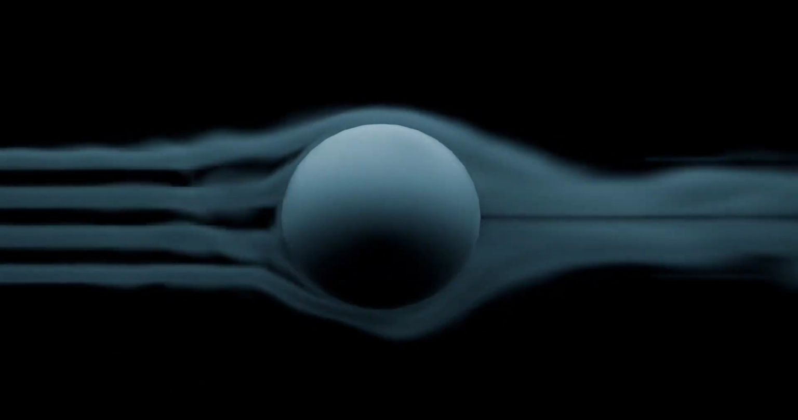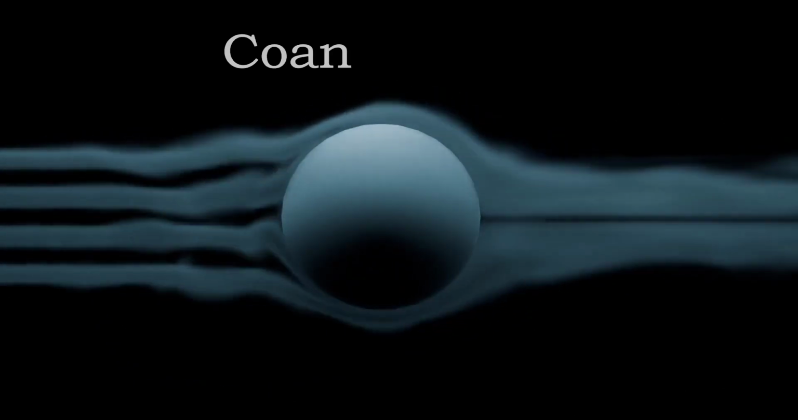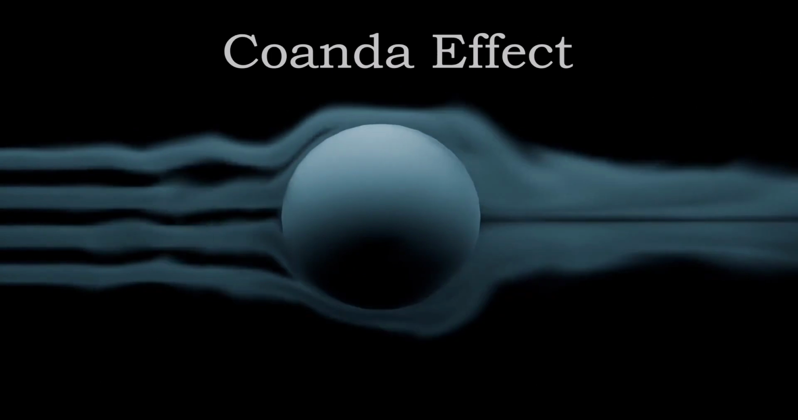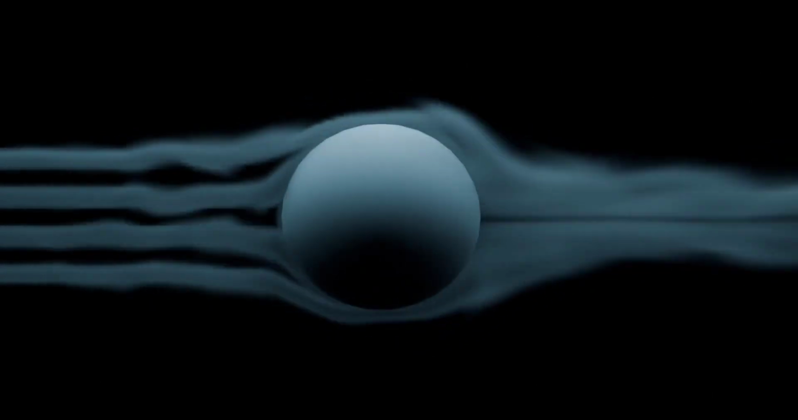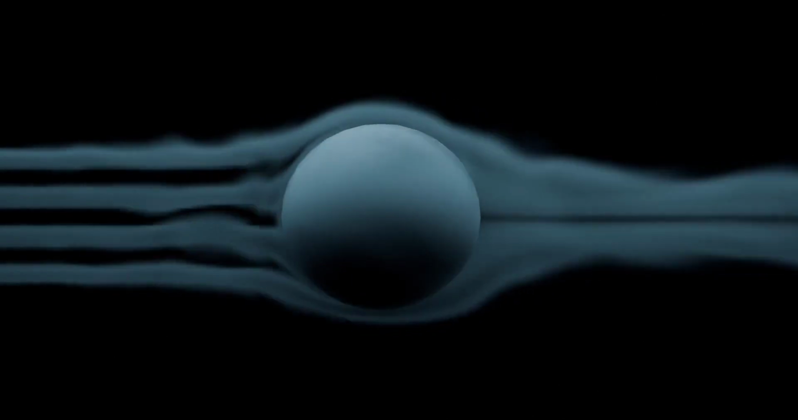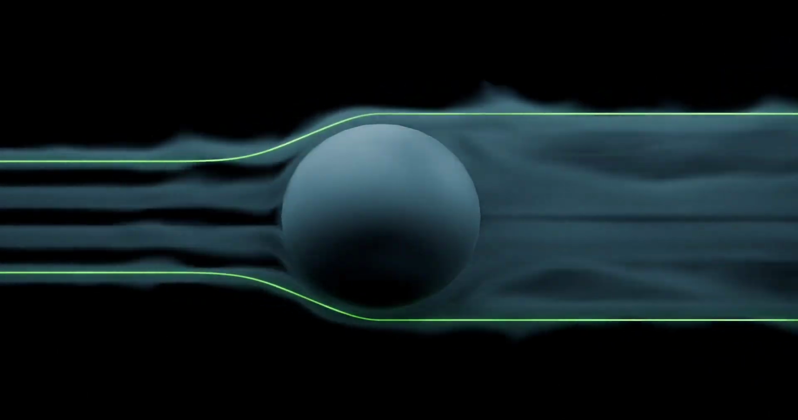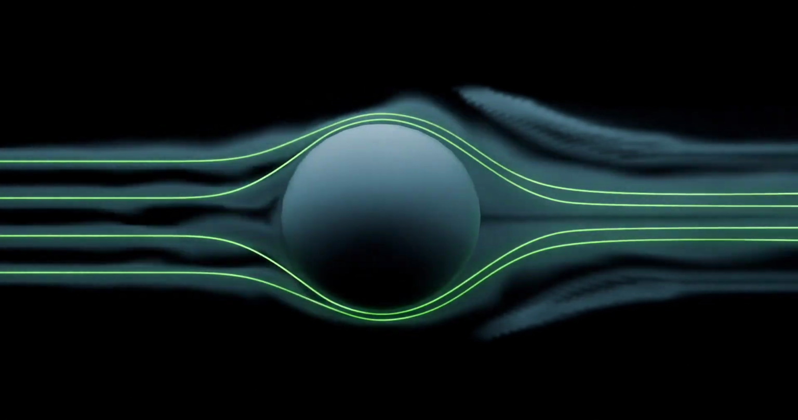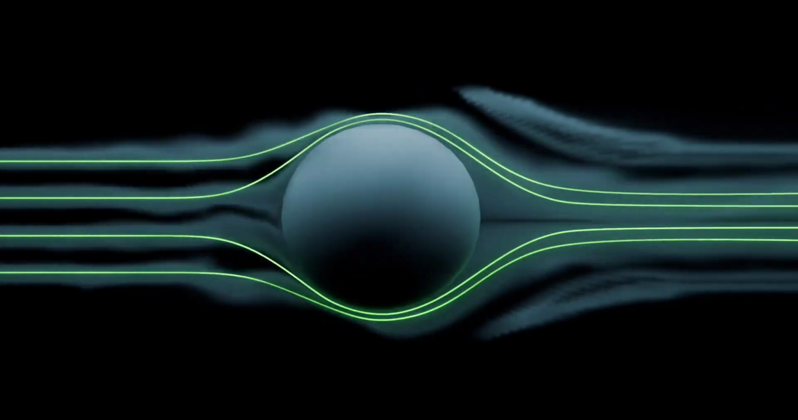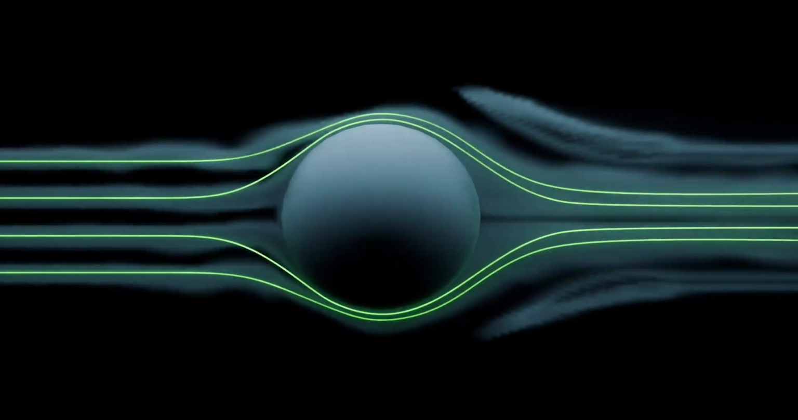By observing this, we'll uncover a crucial phenomenon called the Coandă effect, which plays a key role in how airplanes fly. Take a look at this simulation of air flowing around the sphere. You might expect the air to break away from the surface, like this, but instead the air follows the contour of the sphere, almost as if it's sticking to the surface. In fact, it is sticking to the surface.